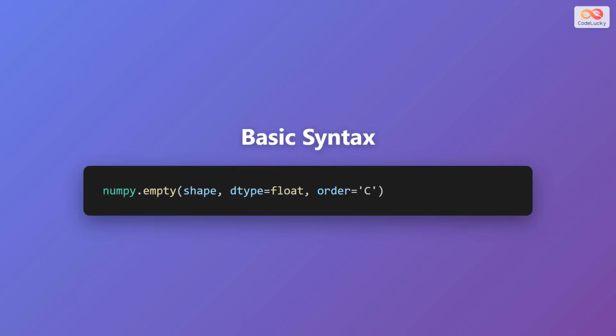The basic syntax for np.empty includes three parameters. The first parameter is shape, which defines the dimensions of the array. The second parameter is dtype, which specifies the data type and defaults to float. The third parameter is order, which controls memory layout and defaults to C-style ordering.